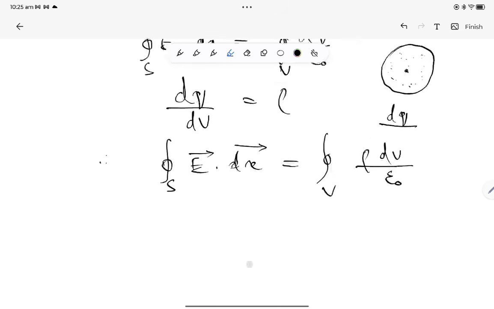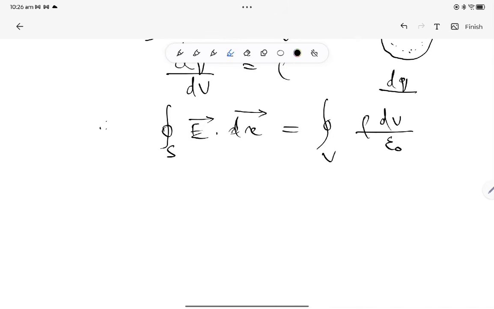We now use Gauss's theorem. Please remember that we have curve, then surface, then volume. When we go from this to this, we use Stokes' theorem. Or it is the reverse, the converse, Stokes' theorem. When we go from this to this, that is Gauss's theorem.